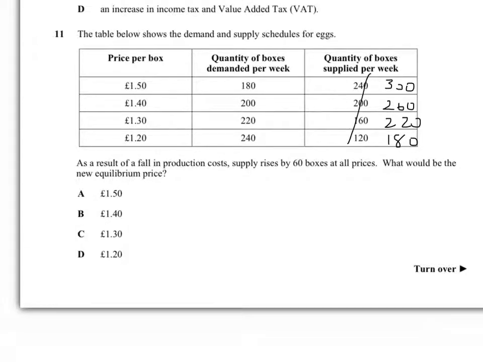So that was before the shift. What we're doing is showing how there's more supply at each and every price level. It's an increase in supply. And then we look for when they match up, and there you have it. We have 220, 220, so the answer is C, 130.